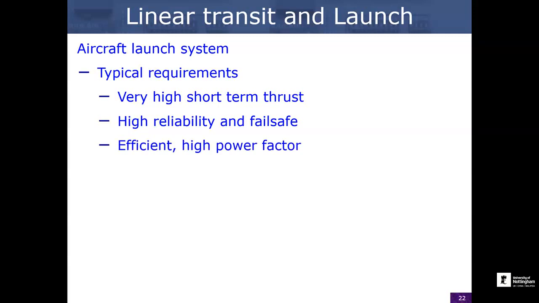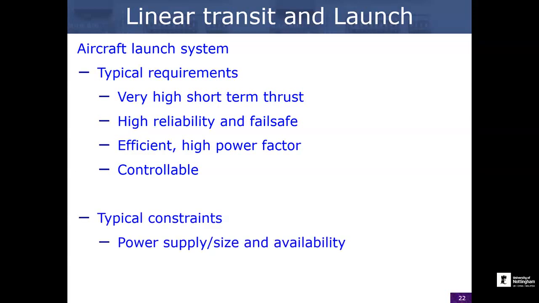You need them to be efficient and high power factor because all of that power is coming from an energy store. And they also need to be highly controllable. Something like a carrier launch system needs to be able to launch a half-ton drone or a 30-ton F-35 and still be able to do the same thing and to basically not squash the pilot of the F-35 and not smash the drone to pieces.